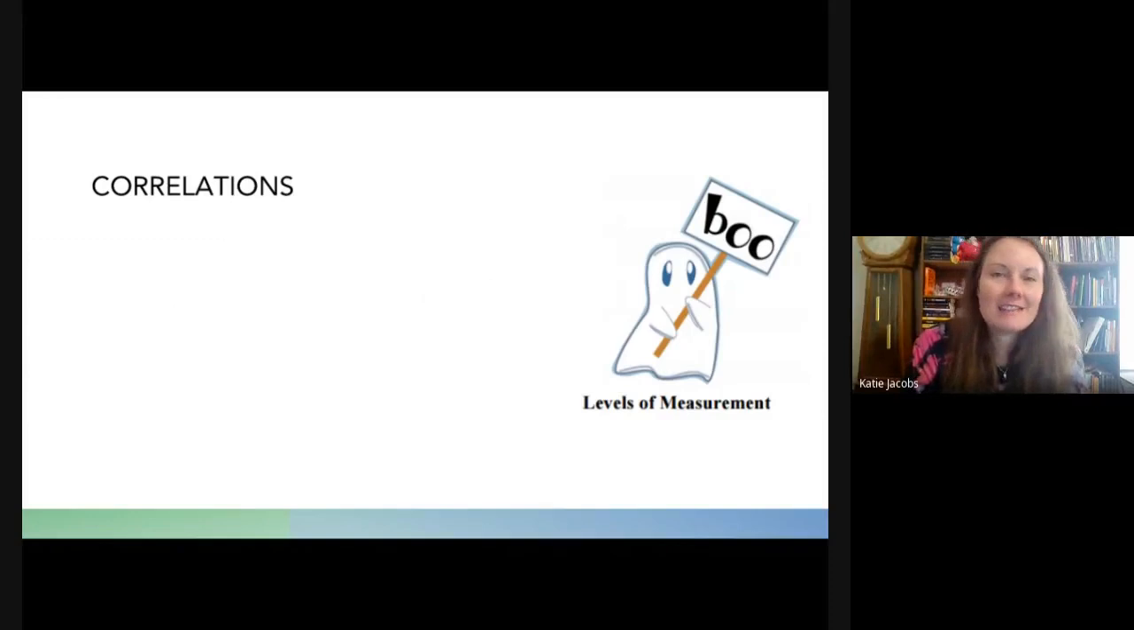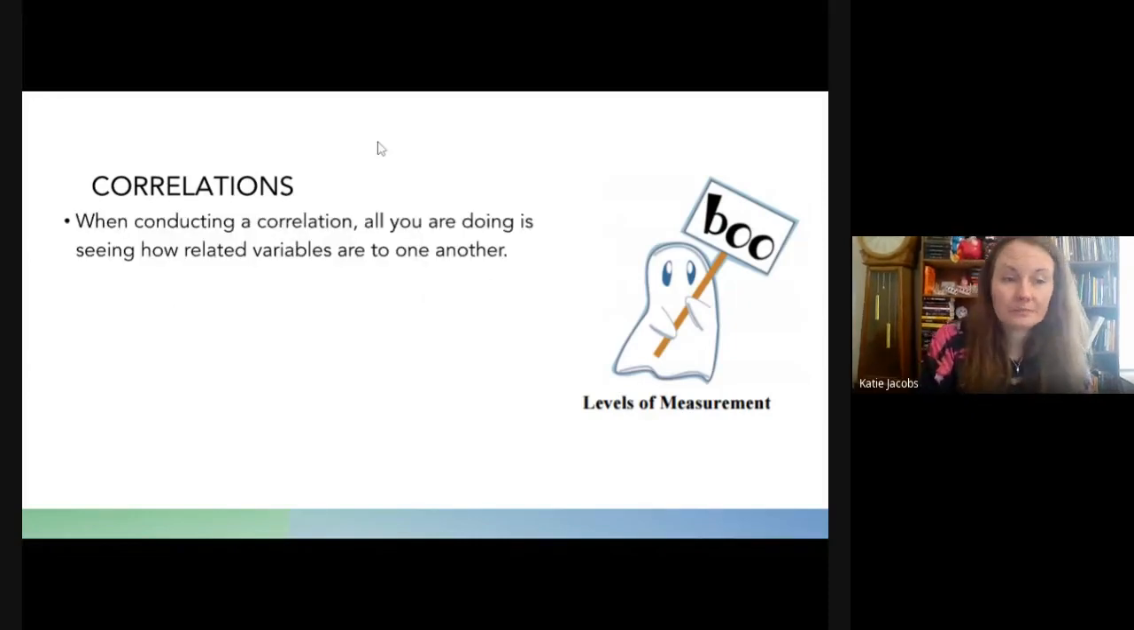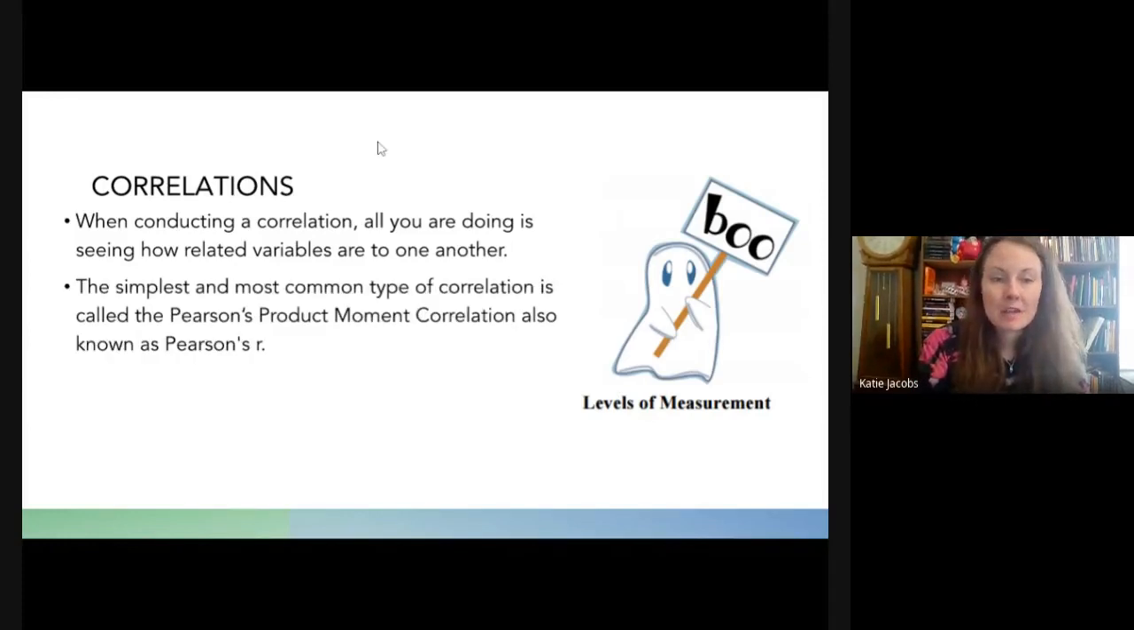Okay, so like I said, these levels of measurement are going to come back and haunt us over and over again. So correlations are a little bit different. This is a different type of analysis than we've seen before because we don't necessarily have independent and dependent variables with correlation. So when we're doing this, we're literally just going to look and see how two variables relate to one another. The simplest and most common type of correlation is the one that we're going to do, and it's called the Pearson product moment correlation. It's also called the Pearson's r, so sometimes that's what you'll hear it called.